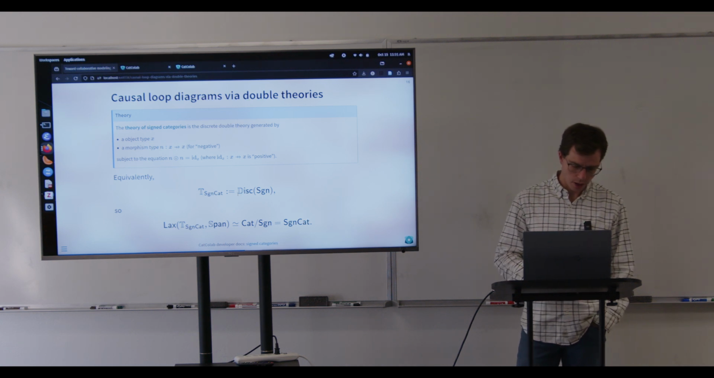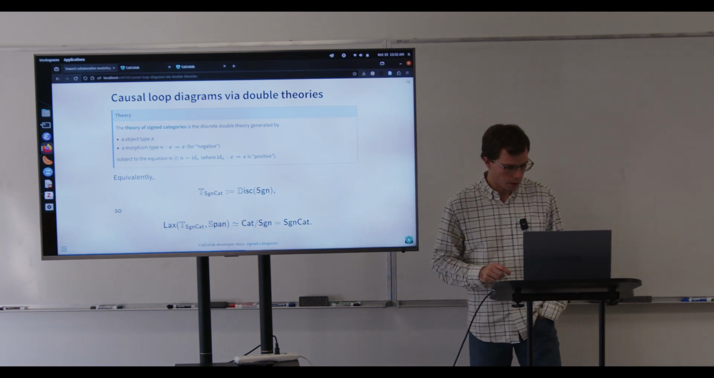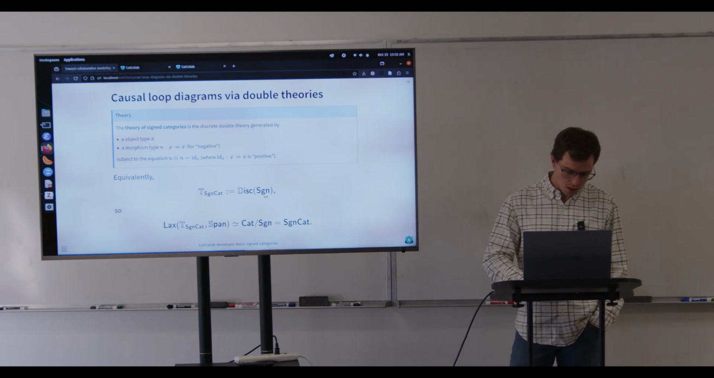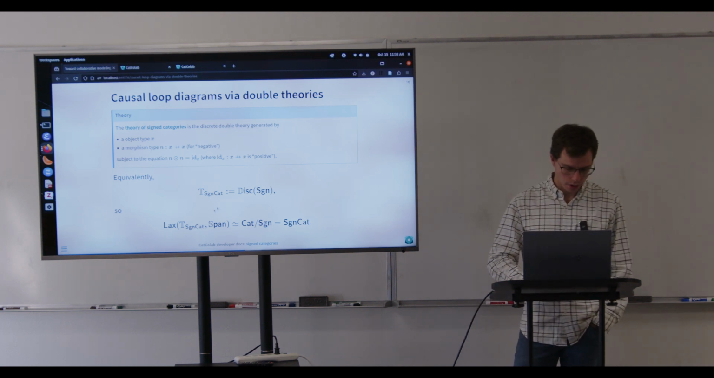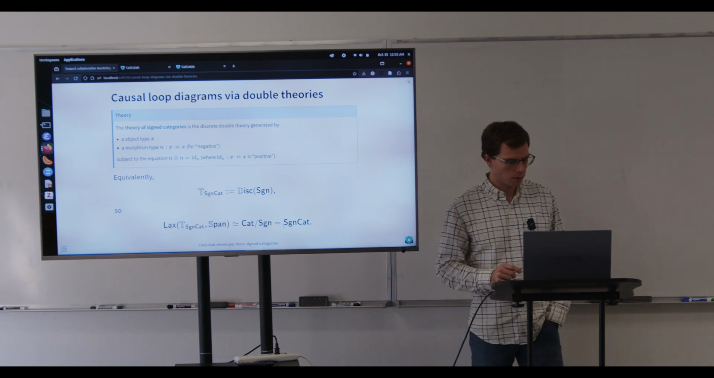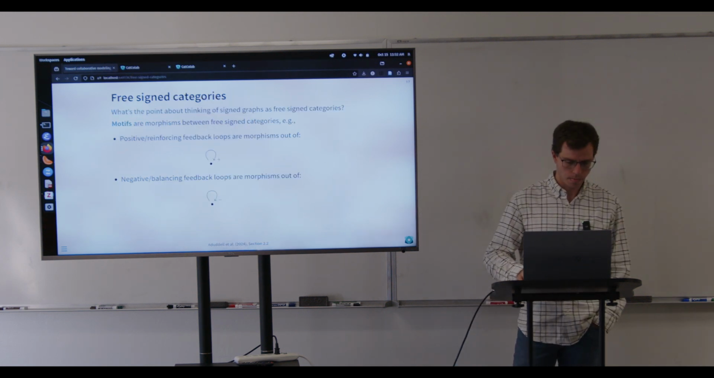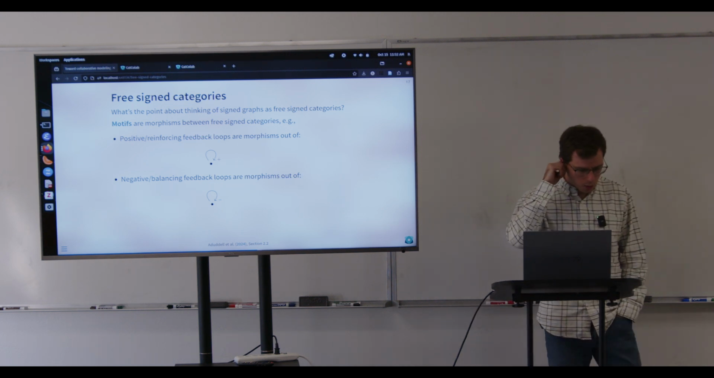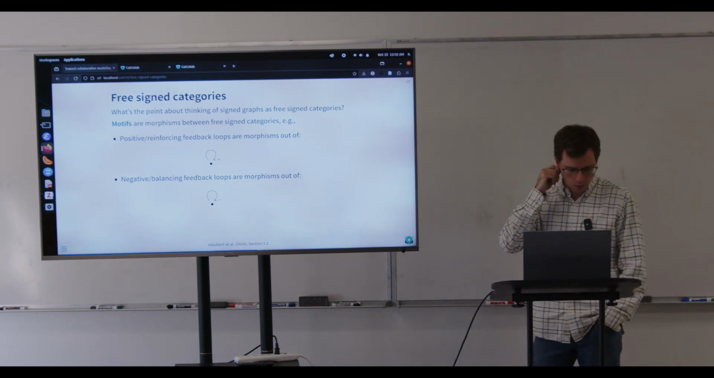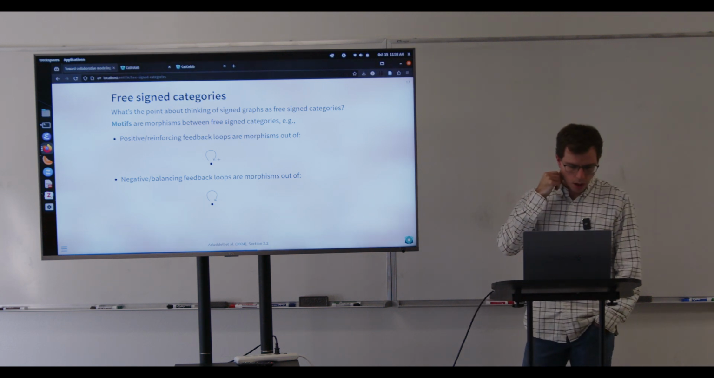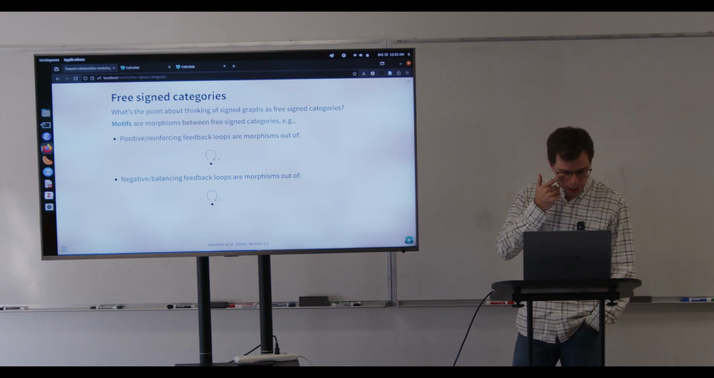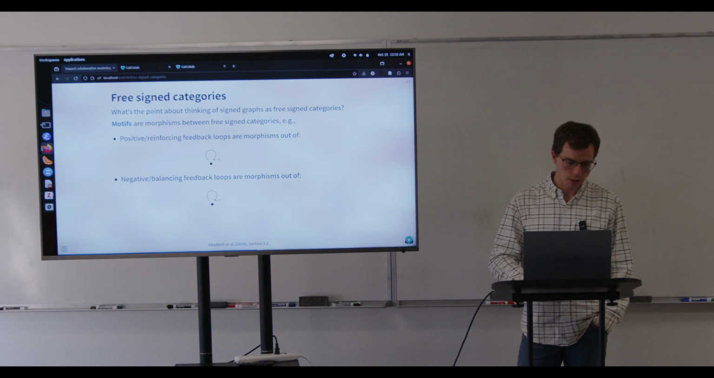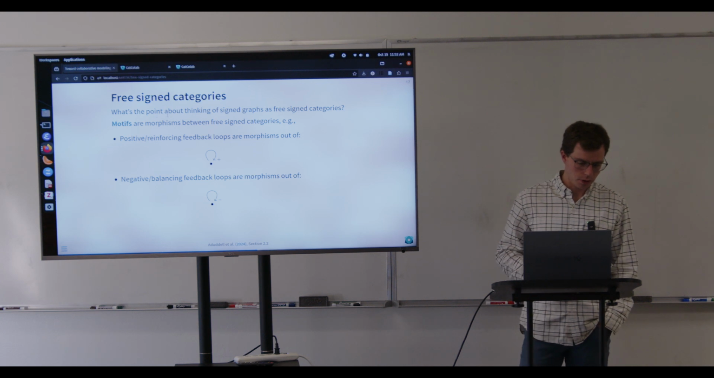Another way to say this is that this theory is the discrete double category on this monoid, again viewed as a category. By the equivalence that we observed earlier, the models of this theory are indeed signed categories. So why not just say that they're signed graphs? Why do we need all this? Well, even though at the level of objects it's enough to think of causal loop diagrams as signed graphs, it's useful to think of them as free signed categories because you get a different notion of morphism.